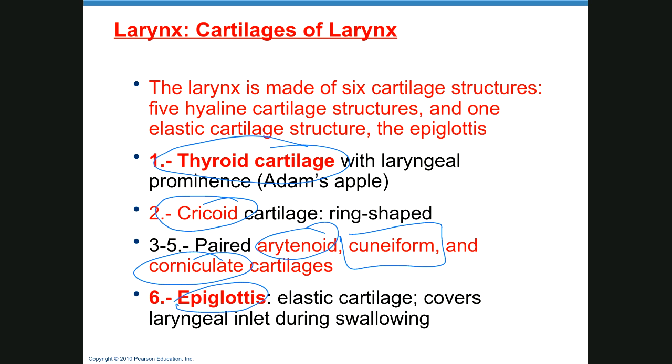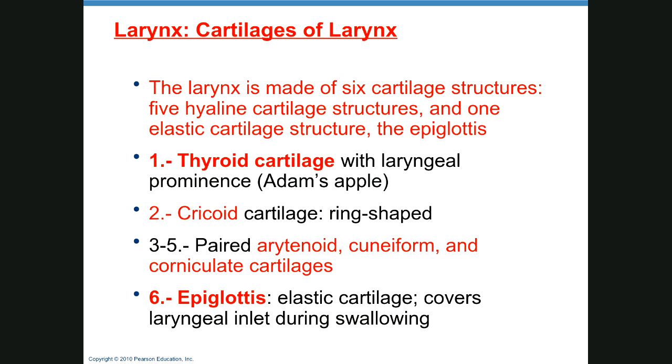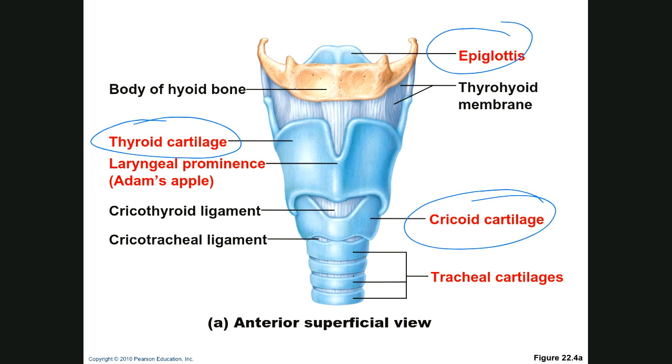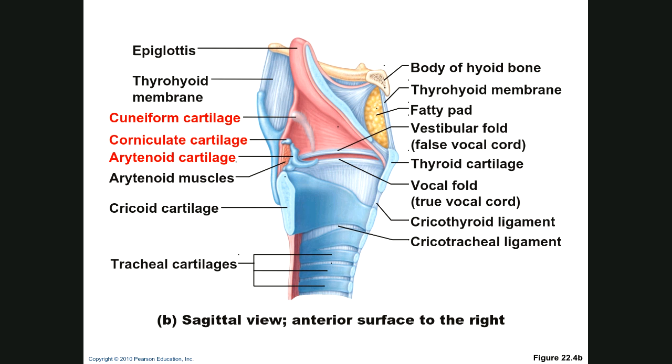Epiglottis is yet another cartilage, but this one is going to be elastic cartilage, which closes when we swallow. So especially for lab, know the location of these cartilages. There's the epiglottis. This is an anterior view, so we don't see the other cartilages. This is a side view. So from here, you can see the arytenoid and the corniculate on top of the arytenoid. The cuneiform is really not easily seen.